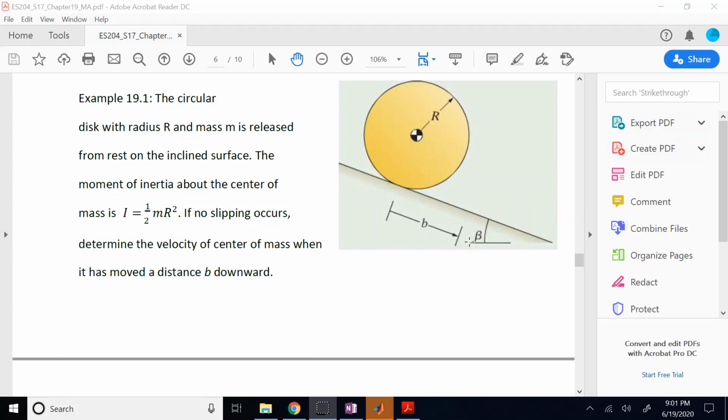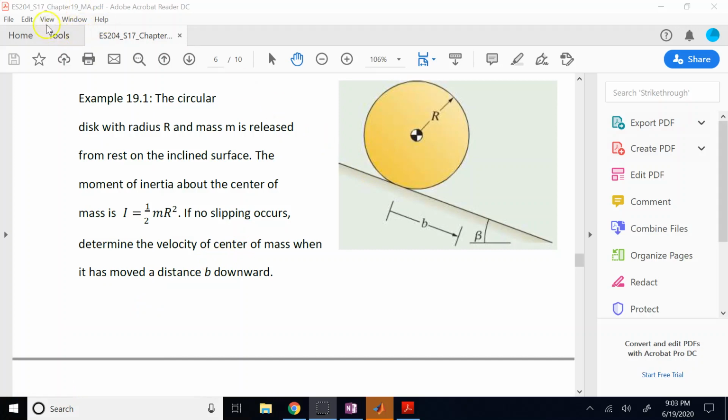And assume that no slipping occurs, so there is rolling without slipping. The moment of inertia of the disk about the center is 1/2 mr squared. If no slipping occurs, determine the velocity of the center of mass if it has moved a distance of b units downward. It is going to be solved completely parametrically, and we have to find velocity, and pay attention that there is no mention of time. Nobody cares about time, therefore the work energy method is a good solution method.